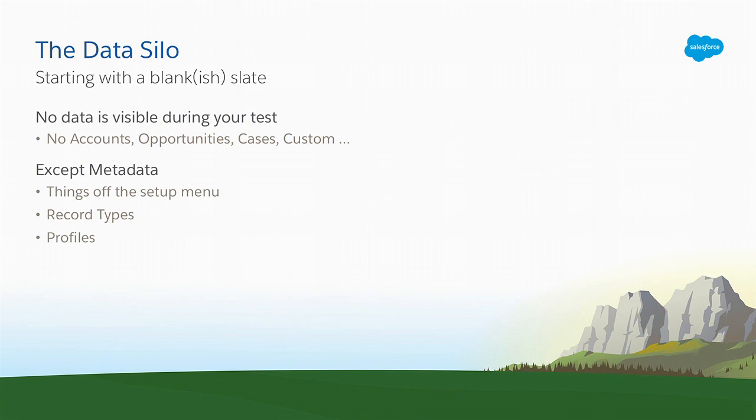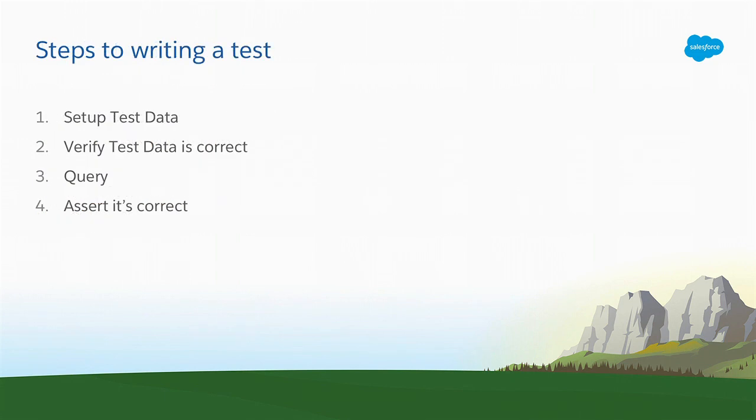If you don't have a data silo, your test will not be part of the hammer test. That is true, yes, because when we run the hammer, we copy what's called your metadata. Who's done a setup-only copy of a sandbox? So that's basically your metadata. Anything that's in the setup menu, your custom object definitions, not the data, the custom fields, the record types, your profiles, all that stuff is available during your test. So your org should behave how you expect, but it won't have the data in it.